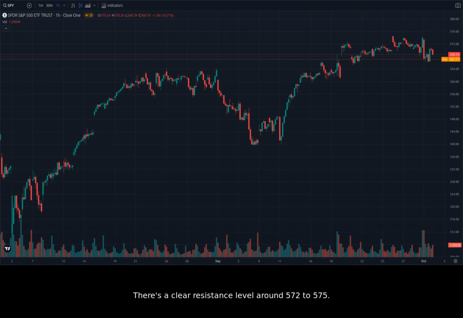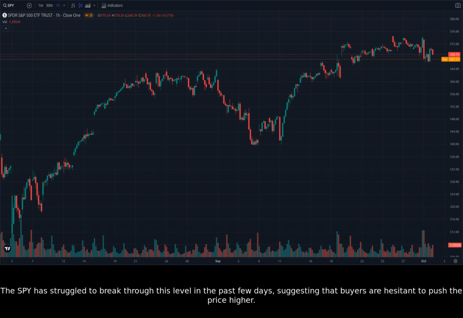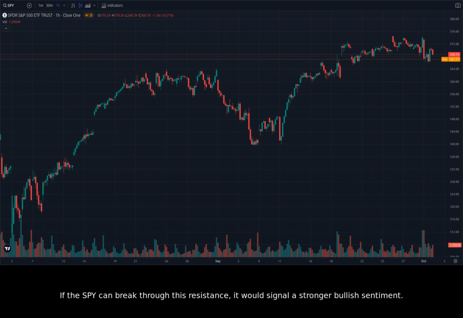There's a clear resistance level around 572 to 575. The SPY has struggled to break through this level in the past few days, suggesting that buyers are hesitant to push the price higher. If the SPY can break through this resistance, it would signal a stronger bullish sentiment. However, if it fails to break through, we may see further downward pressure on the price.